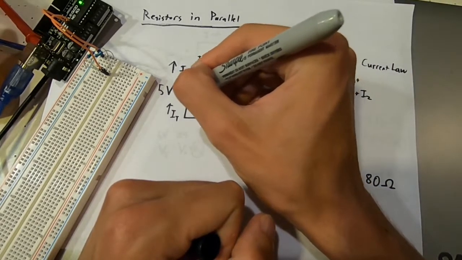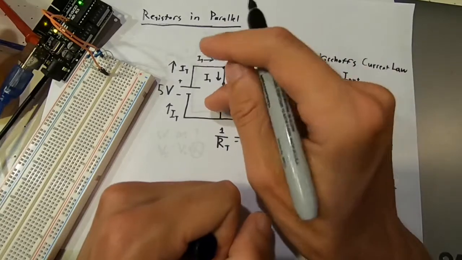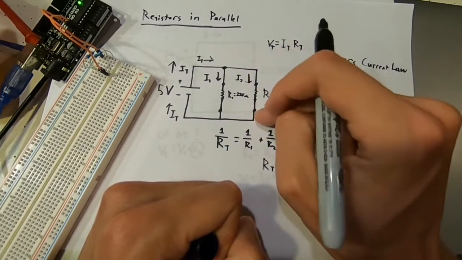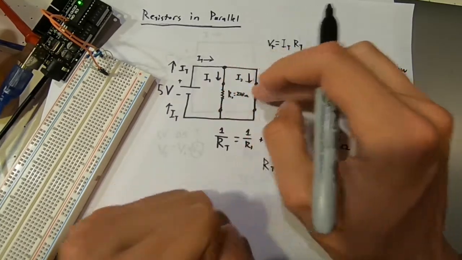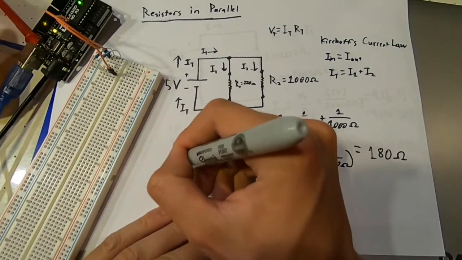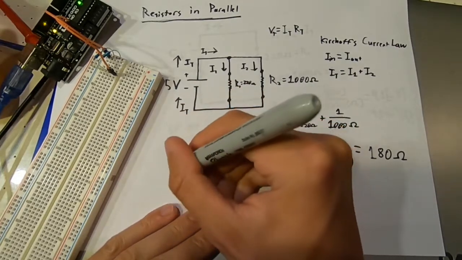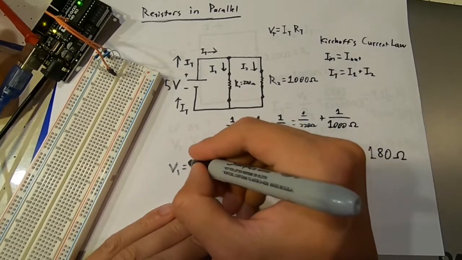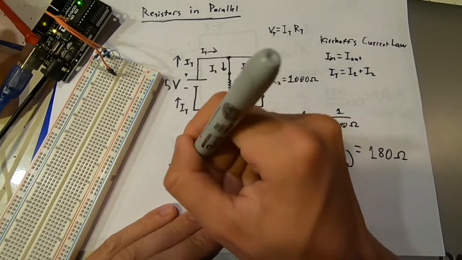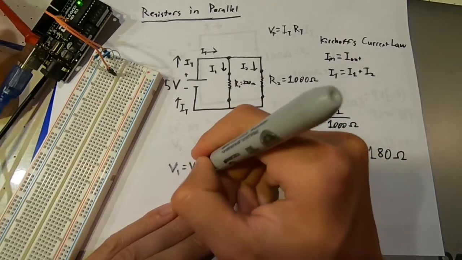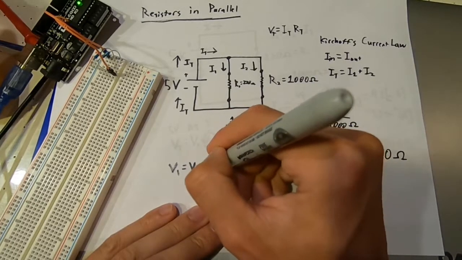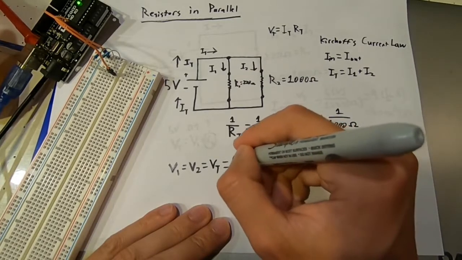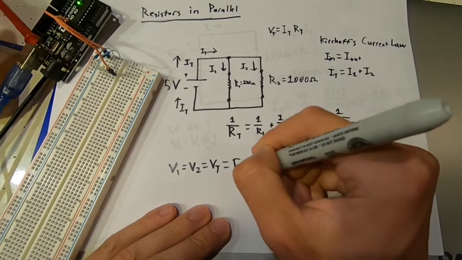So again, this is our ground, or 0 volts, here. So we know that this node is at 0 volts, and this node is at 0 volts. So 5 minus 0 is 5, and 5 minus 0 is 5. So V1 is going to be equal to V2. Man, this marker is terrible. It is going to be equal to the total voltage, which is 5 volts.